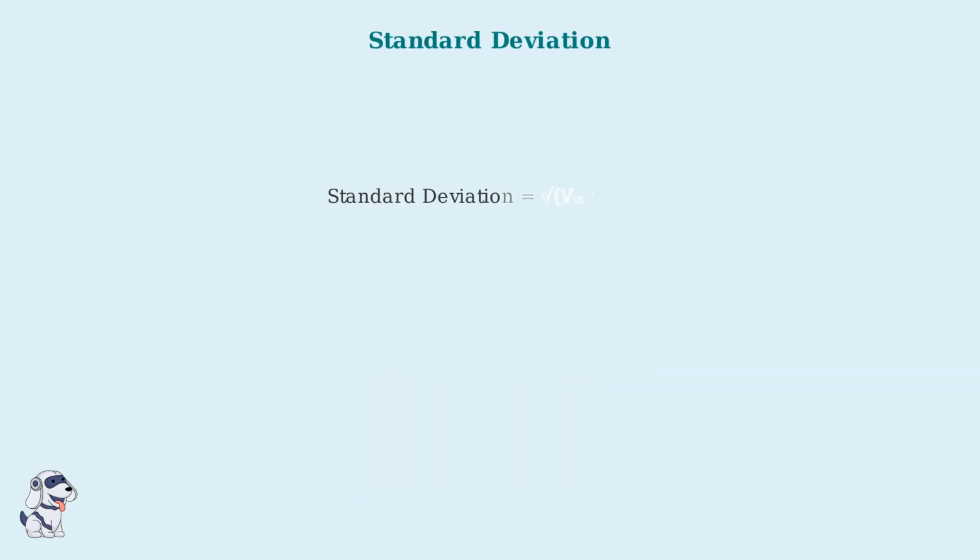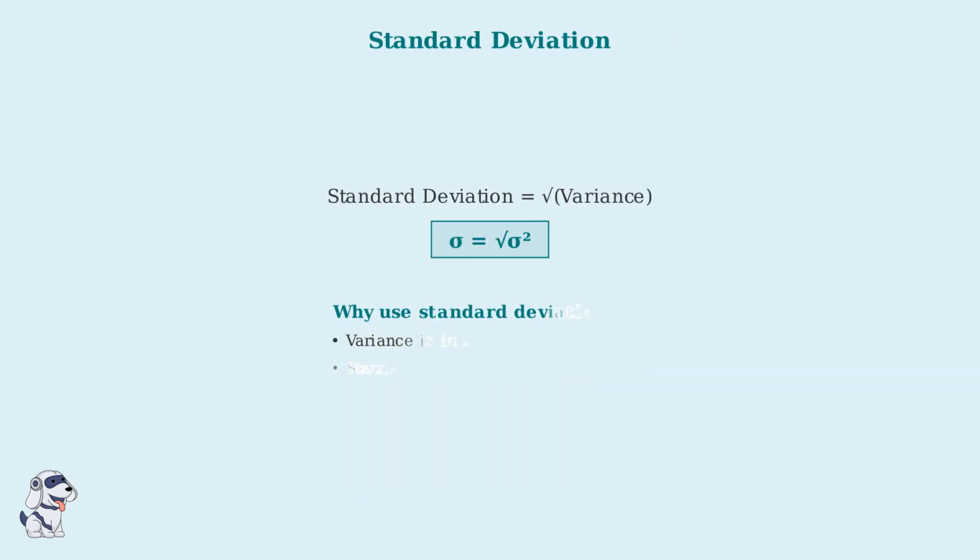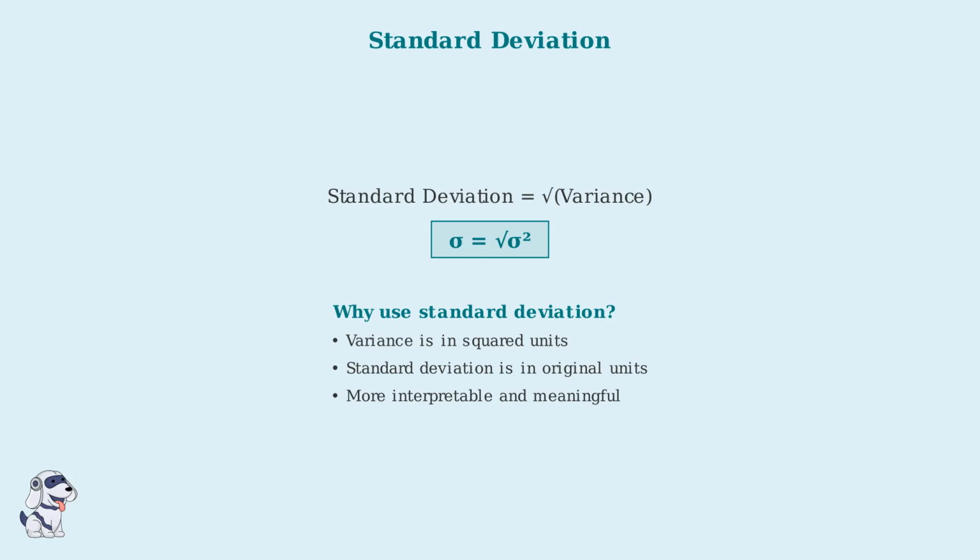Standard deviation is simply the square root of variance. While variance gives us a measure of spread, it's expressed in squared units, which can be difficult to interpret. Standard deviation brings us back to the original units of our data, making it much more meaningful and easier to understand.